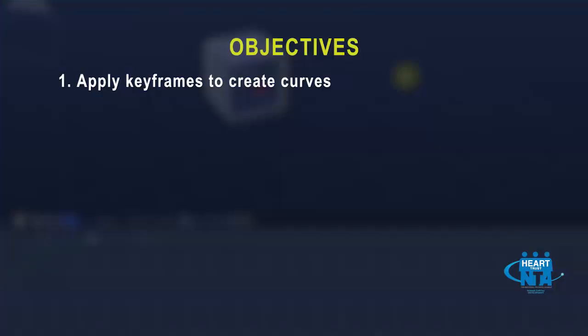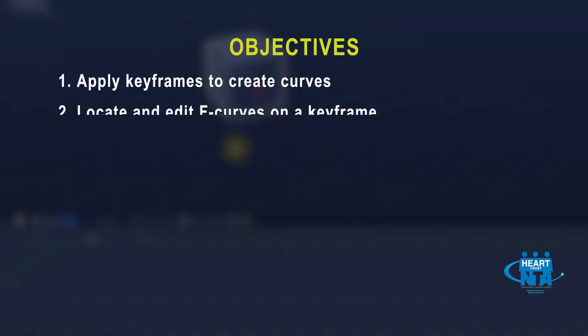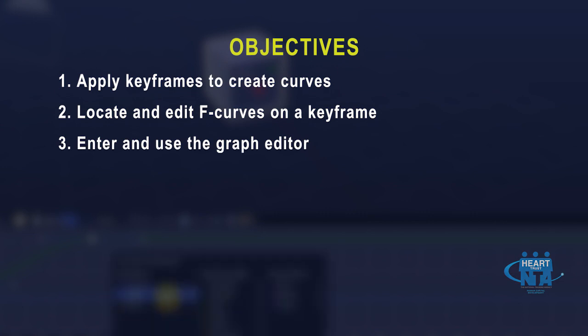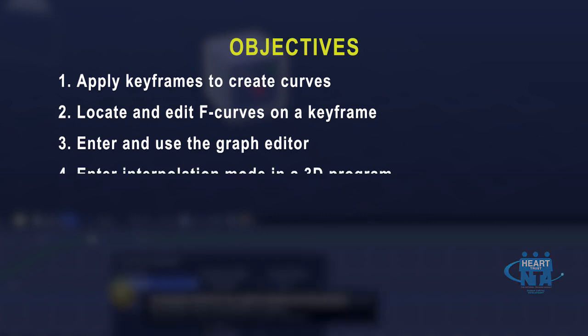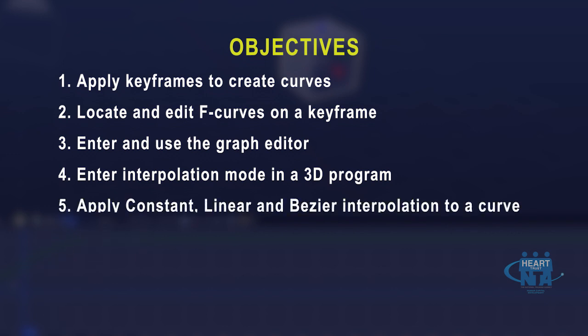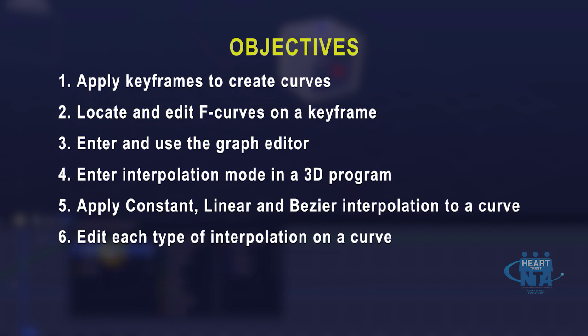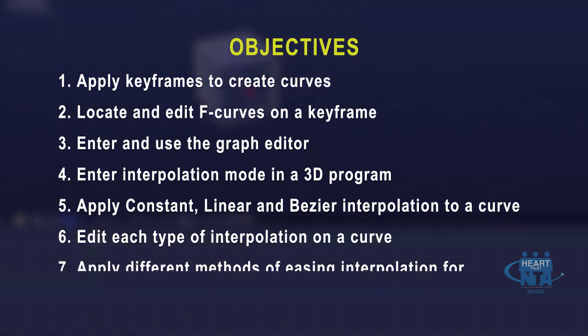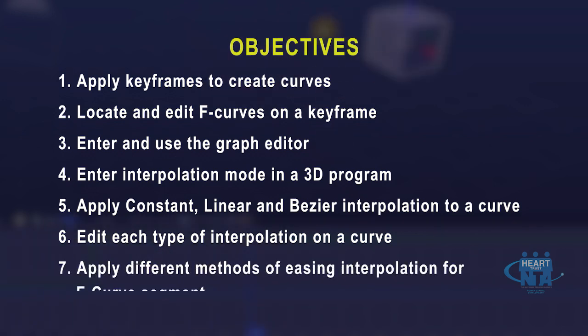At the end of this video, you should be able to apply keyframes to create curves, locate and edit F-curves on a keyframe, enter and use the graph editor, enter interpolation mode in a 3D program, apply constant, linear, and Bezier interpolation to a curve, edit each type of interpolation on a curve, and apply different methods of easing interpolations.